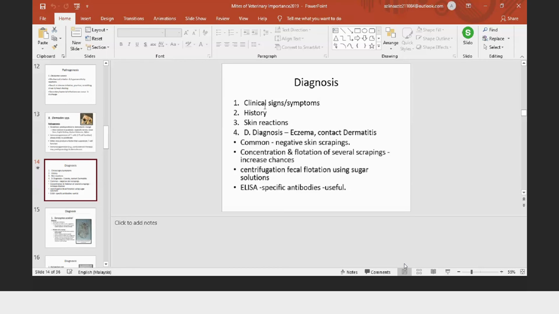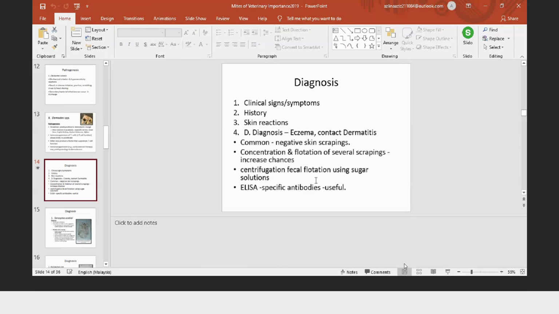Is there a presence of manifestation before on the farm, or another dog in the house, and then skin reaction. Okay. So other differential diagnoses for the manifestation may be eczema or dermatitis.